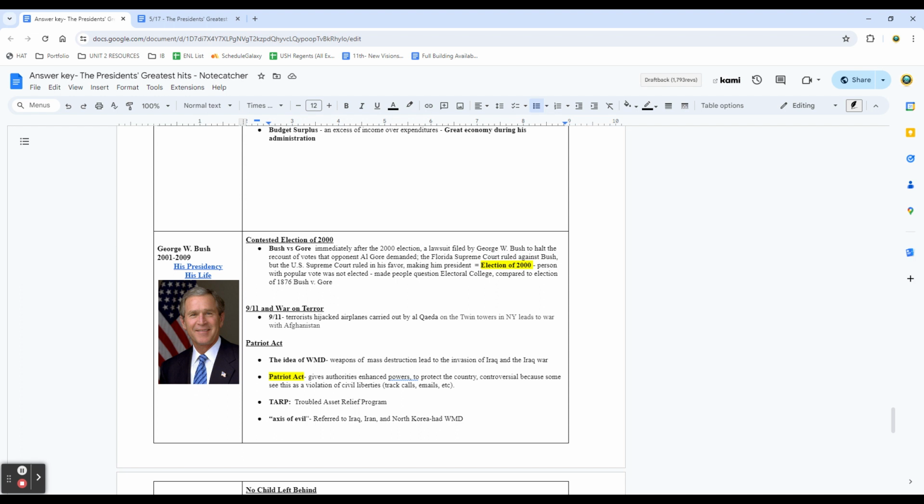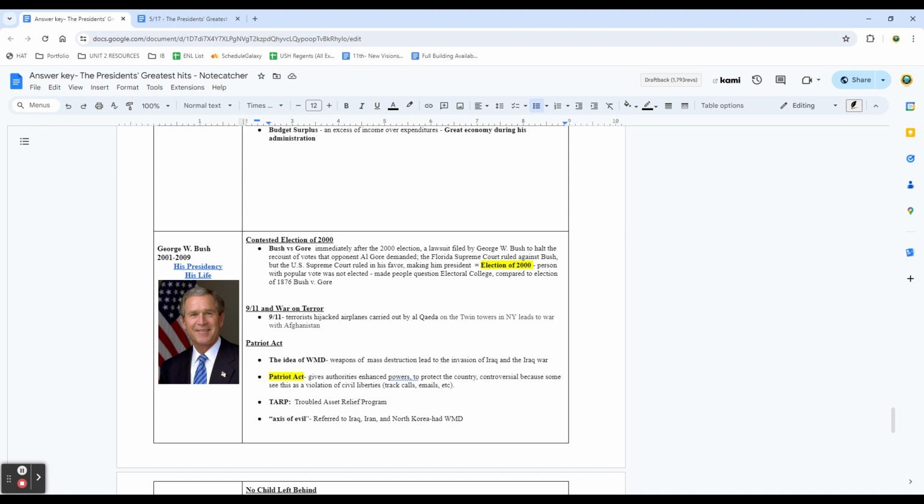Then there is 9/11. The war on terror really begins with the terrorist attacks on Washington, D.C. and New York City on September 11, 2001. And America will be involved in military operations around the world, especially in Afghanistan and later again in Iraq.